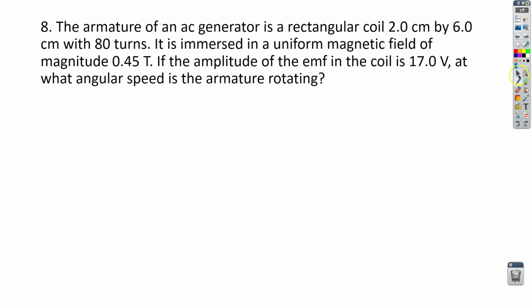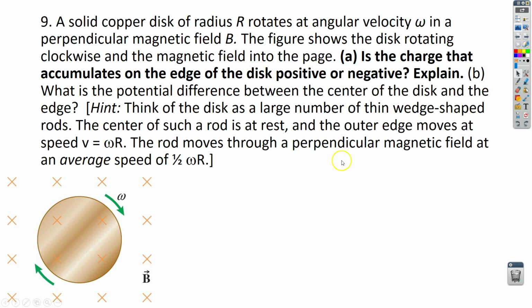All right, so for the very last one, this is number 9. I have a solid copper disc. So here's my solid copper disc of radius r. So we can go ahead and put our radius in. So here's our radius, r. It rotates with an angular velocity perpendicular to a magnetic field B. The figure shows the disk rotating clockwise and the magnetic field is into the page. Is the charge that accumulates on the edge of the disk positive or negative?